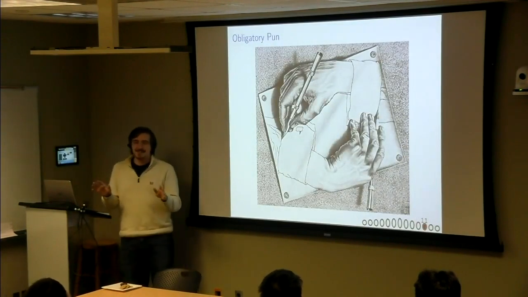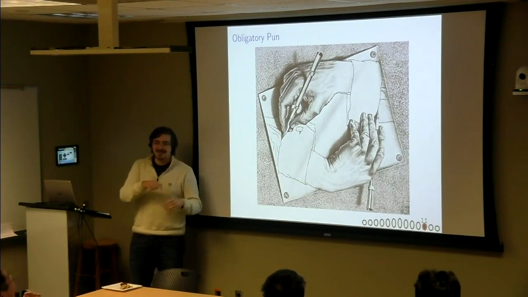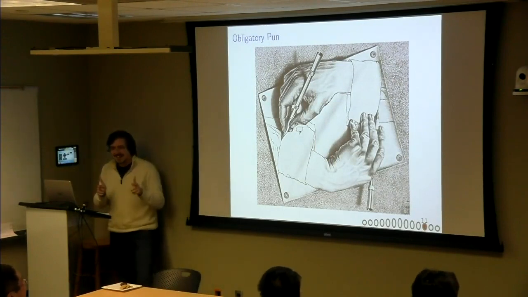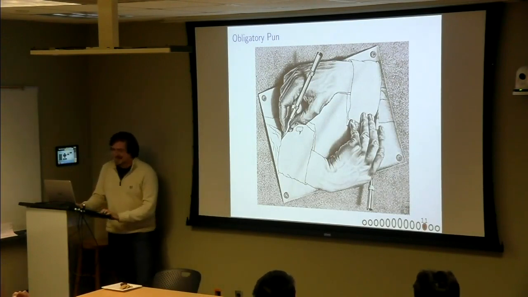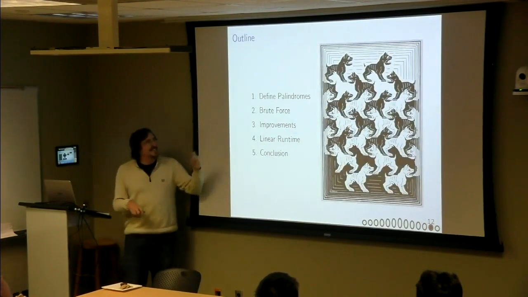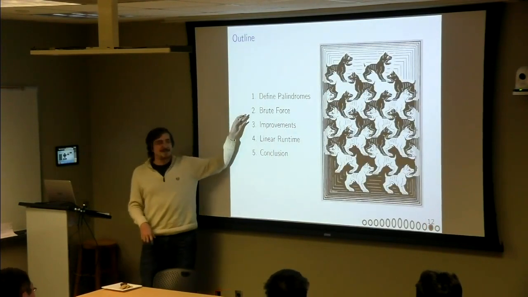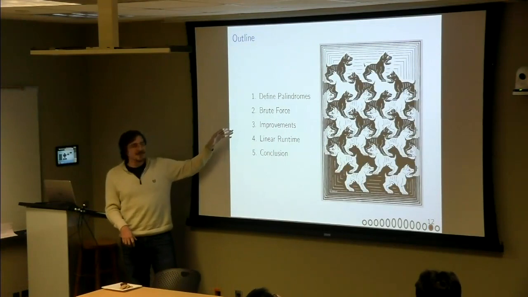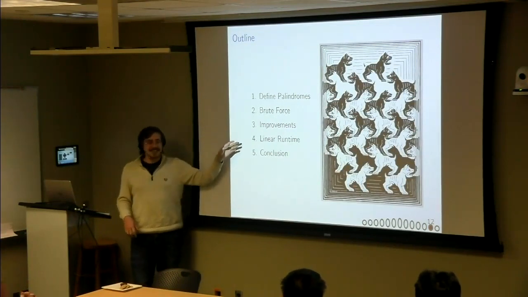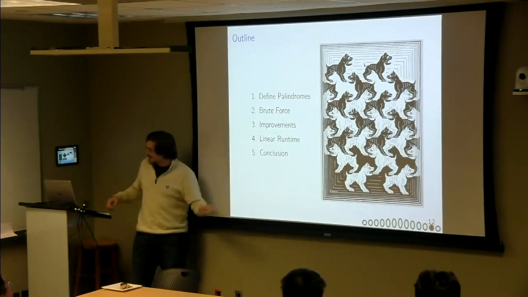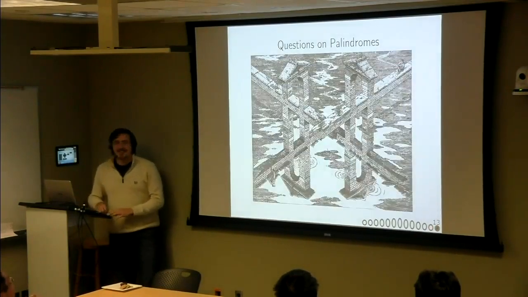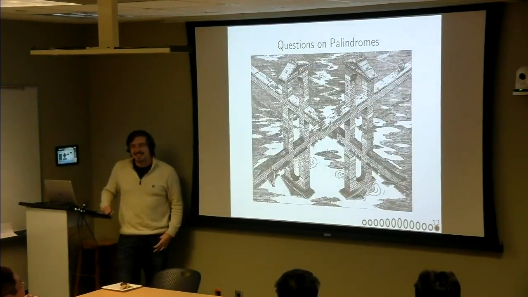I know this talk's a bit drawn out, so I want to skip past this slide. So just to conclude what we've done, we defined a problem on palindromes. I gave you a brute force way to solve it and some improvements on that. And then here I am concluding. So do you have any questions on palindromes?